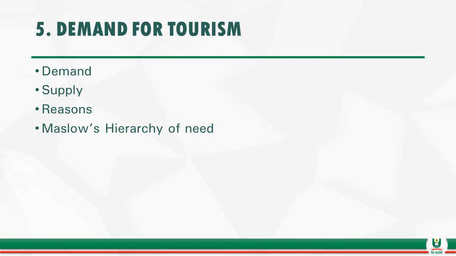The reasons are related directly to the types. People demand for tourism for medical reasons. They demand for tourism for sex reasons. They demand for tourism for recreational reasons, etc., etc. Depending on the type of tourism you are involved with, depending on the products you want to get where you are going to. And under demand for tourism, we discuss the Maslow hierarchy of needs, which is very, very important.